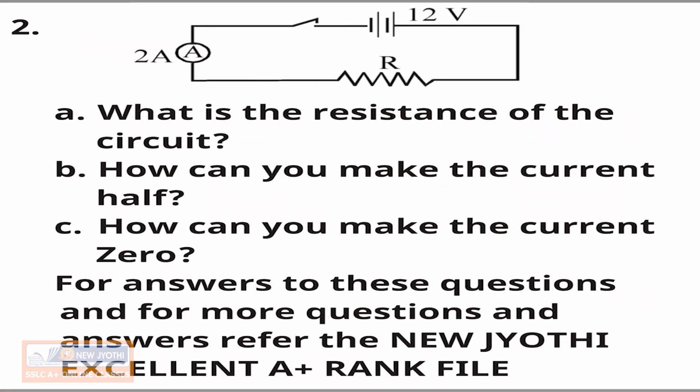Next question, the figure is given, 12 volt is given and 2 ampere, and the current is passing through the resistor R. See the figure? A. What is the resistance of the circuit? B. How can you make the current half? C. How can you make the current zero?